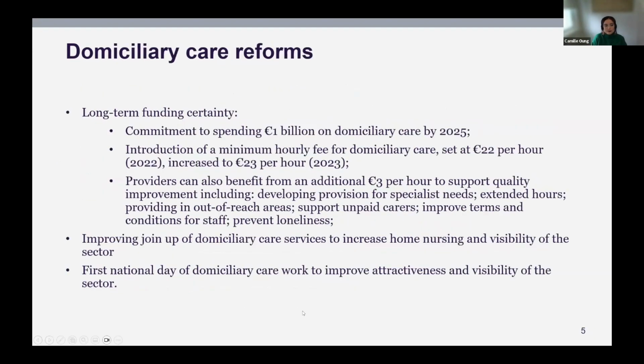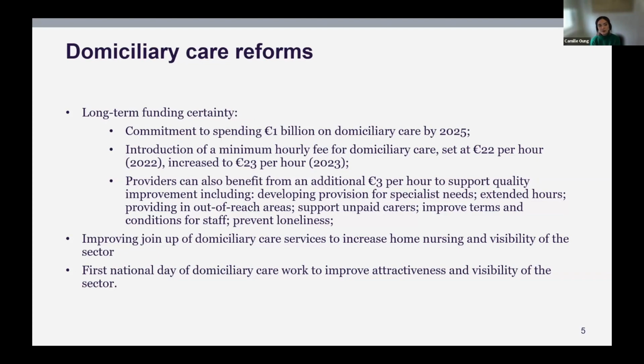So I thought I'd go into a little bit more detail around some of the reforms that have been implemented. In particular, there's been a lot of interest in strengthening the domiciliary or home care sector. So firstly, the government more recently has brought in policies to give a bit of certainty around funding. There's been a commitment to spending €1 billion per year on domiciliary care by 2025. There's also been, as I said, this introduction of a minimum hourly fee for care.